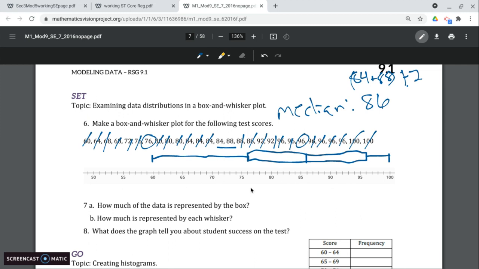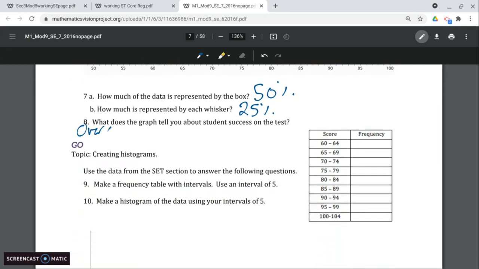For number 7, how much data is represented by the box? The box is representing 50% of the data. How much is represented by each whisker? Each whisker is 25% because 25 plus 25 is going to give us another 50. And what does the graph tell you about the student success on the test? Overall, they did well. Half had a B or higher.